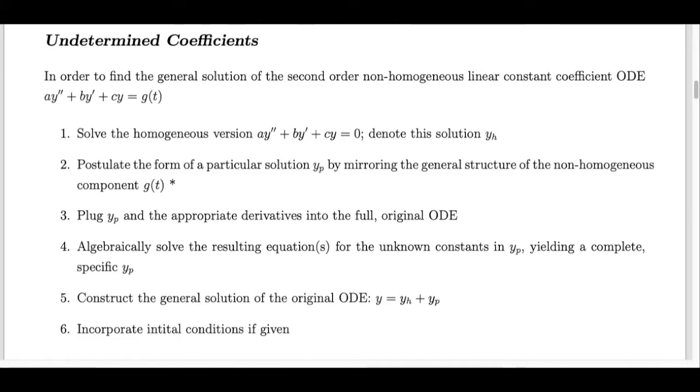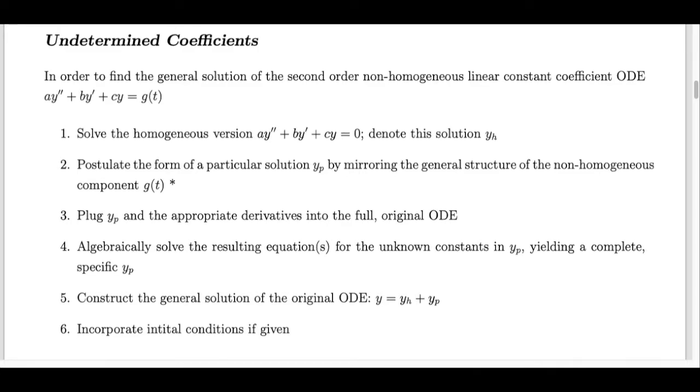In the second step, we follow the process that we just demonstrated. We postulate or assume the form of a particular solution, and that choice for what that particular solution should look like is made by mirroring the general structure of the non-homogeneous component g of t. It actually turns out this second step is a little tricky, so we'll have more to say about step number 2. In step number 3, I plug the y sub p that I just chose in step 2, along with the appropriate derivatives, into my original ODE.